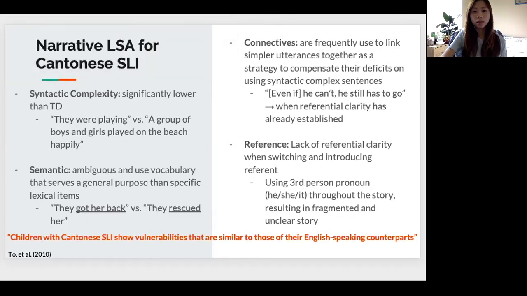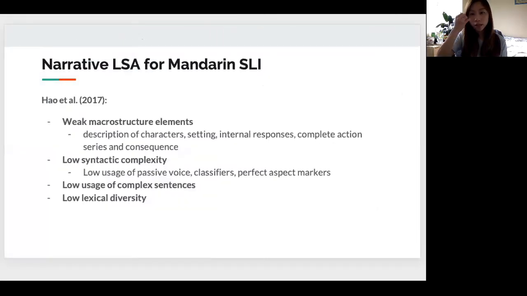So now let's look at narrative language sample for Mandarin SLI. So Hao and his colleagues have done a study comparing the performances of Mandarin SLI with English SLI children on a storytelling task. The study suggested that both Mandarin SLI children and English SLI children have weak macrostructure elements, including description of characters, setting, consequences of the story, etc.